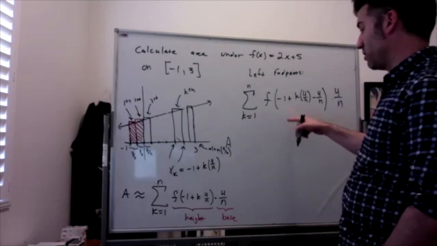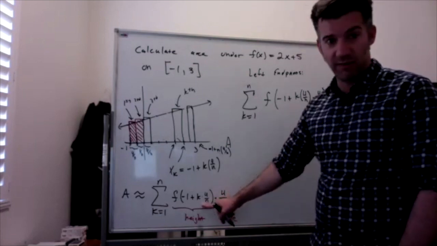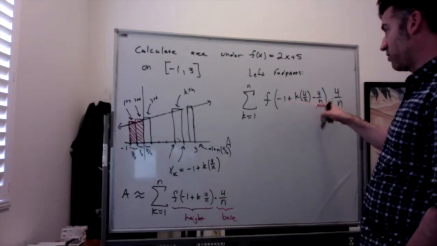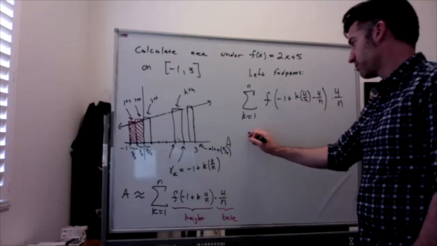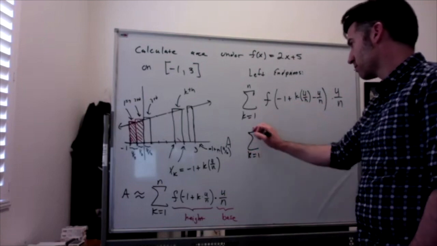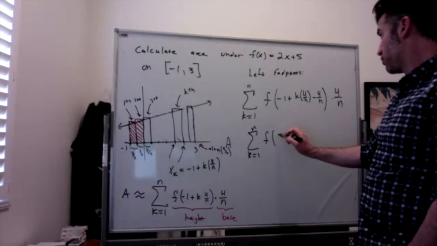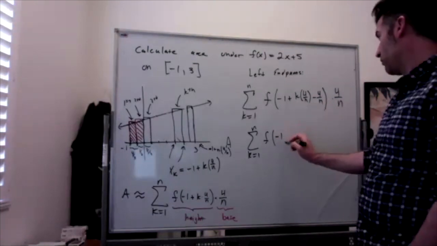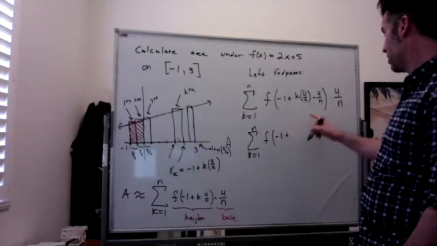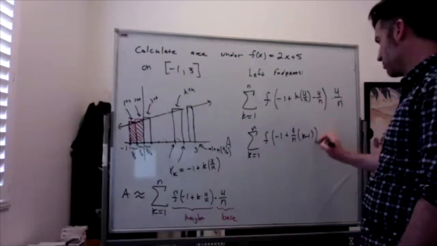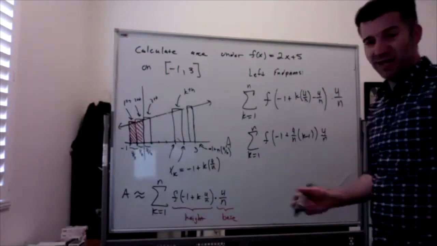Instead of plugging this thing into my function, now I have to plug in -1 plus k times 4 over n minus 4 over n. Or if you prefer, f of -1 plus, you can factor out the 4 over n and have a k minus 1. That seems less good.